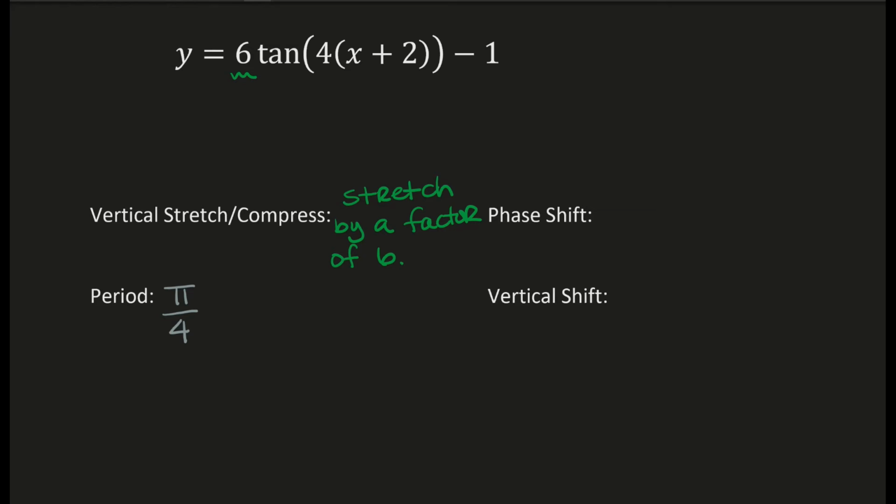The phase shift is found from the C term. Because it is positive, that means that this is a shift 2 to the left. Remember, when it's inside the parentheses, you have to do the opposite of what you think instinctively. So we think, oh, plus 2, that means to the right, but it actually means to the left. Because this is a negative 1, this will be a vertical shift down 1.